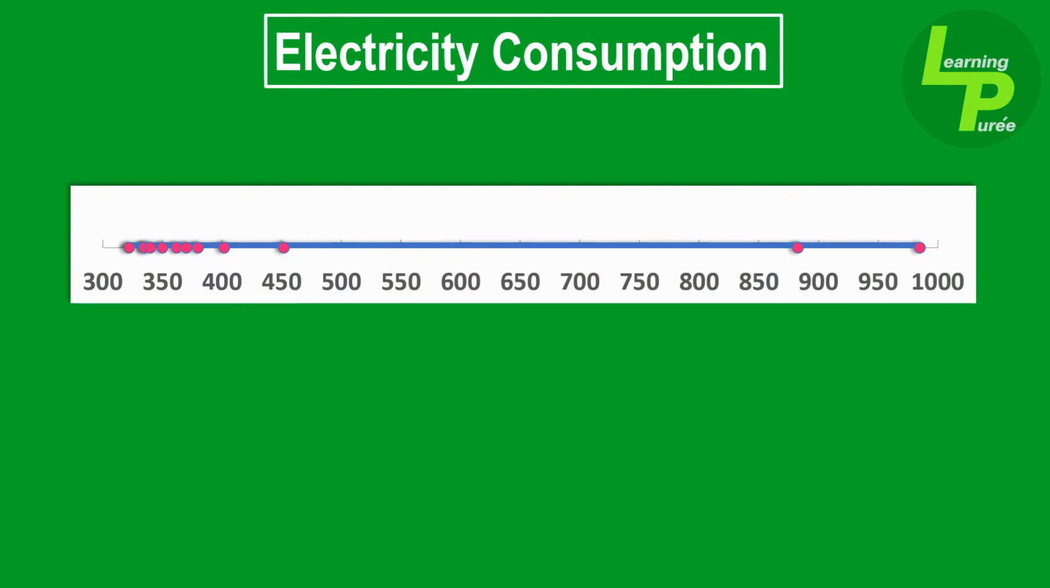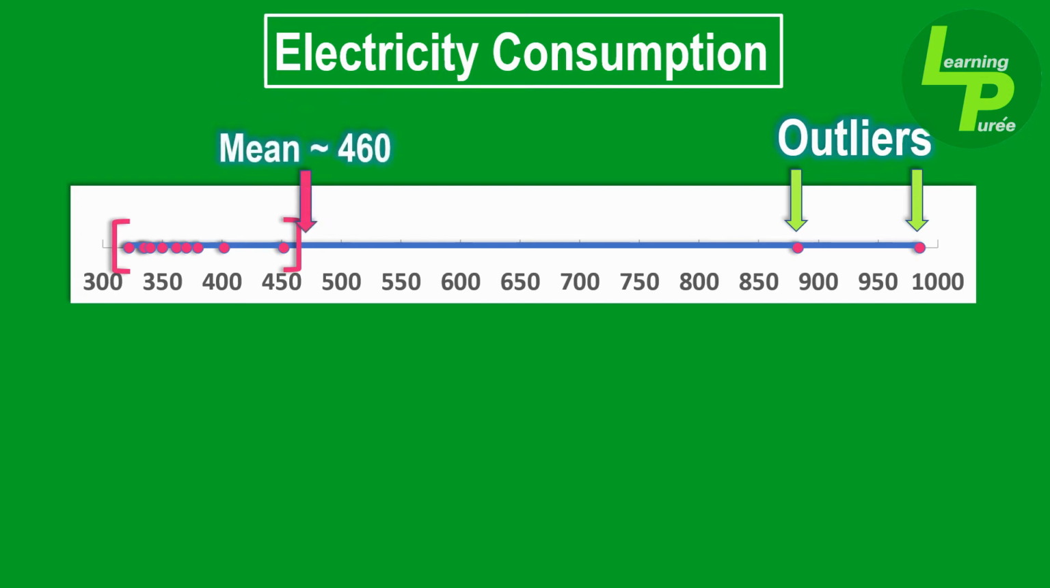Barring 2 readings at the extreme end of 800 to 1000 units of the number scale, the rest of the data is clustered towards the 300 to 500 units range. We call these 2 extreme readings the outliers. The average consumption from this data is about 456.67 or approximately 460 units. The standard deviation for the data is 225.40.